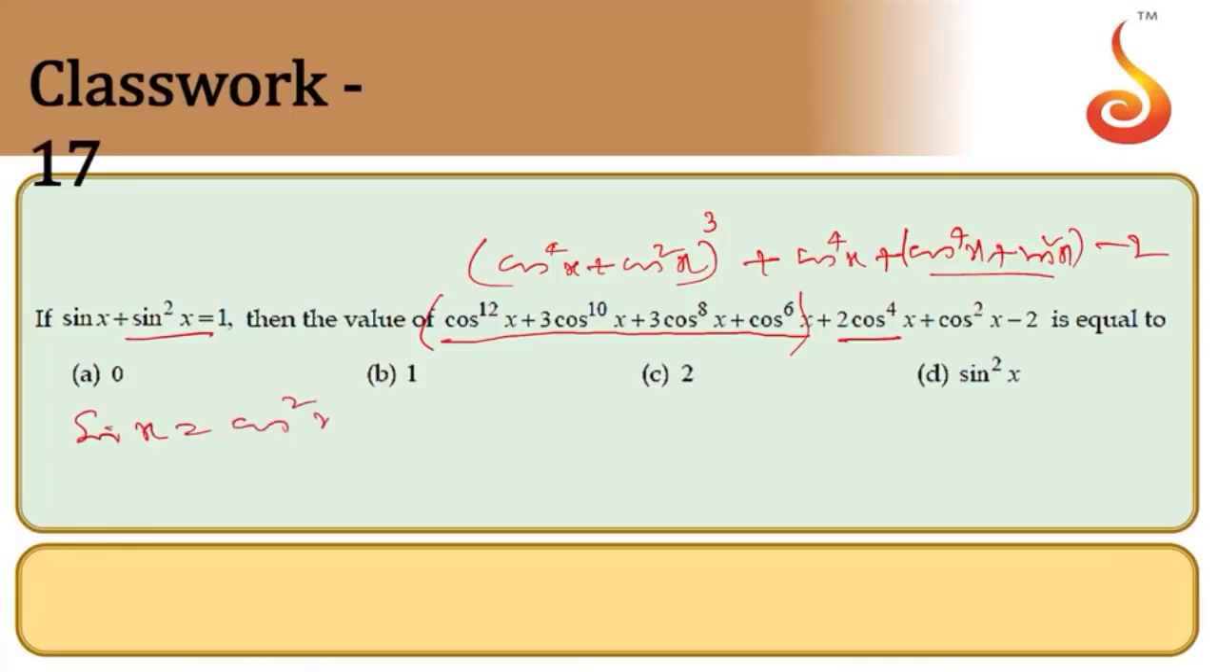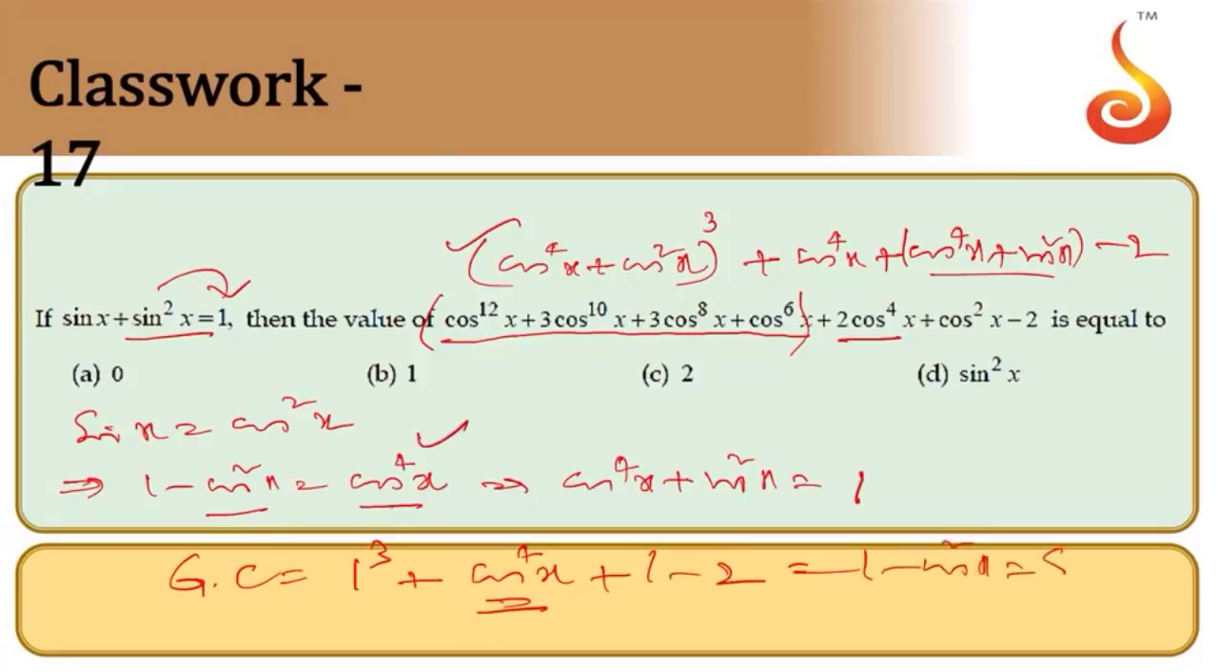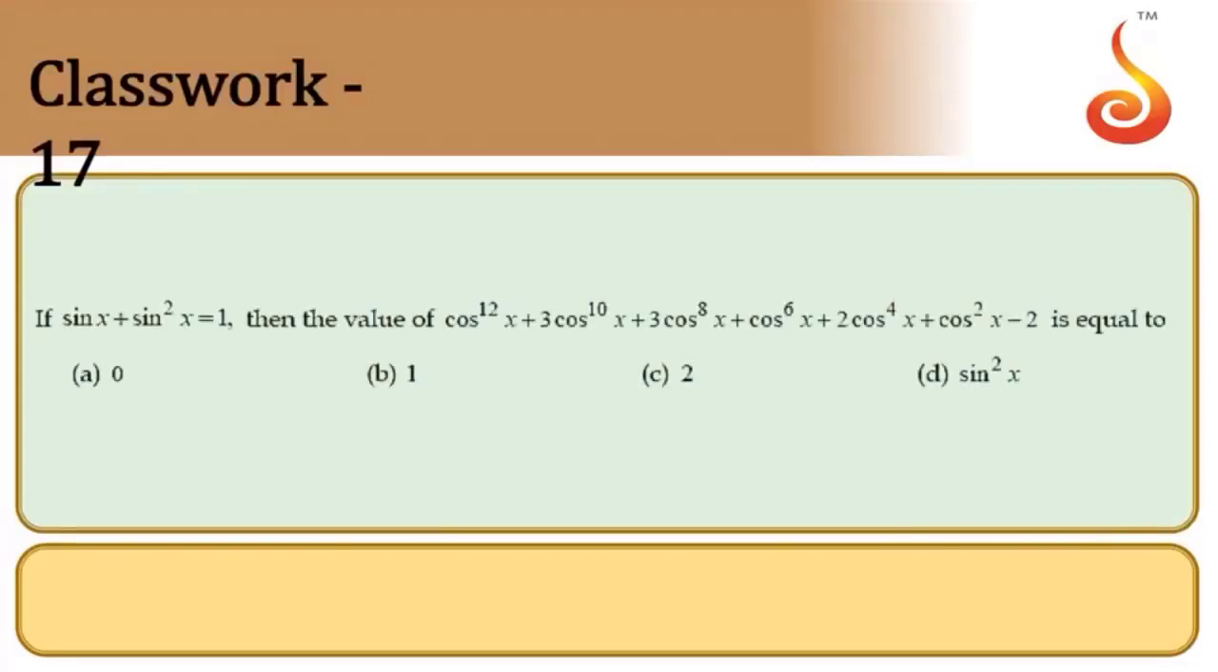from here we can say that sin x is equal to cos square x, get it? 1 minus sin square will be cos square x. Squaring on both sides, this sin square x is 1 minus cos square x is equal to cos power 4 x. Cos power 4 plus cos square x happens to be equal to 1. So with that one, the given condition can be written as, so first one is 1 cube, we get it, plus cos power 4 x plus 1 minus 2. I think 2 gets cancelled, you get cos power 4 x. But cos power 4 is equal to 1 minus cos square x. 1 minus cos square x is nothing but sin square x. So the answer is equal to sin square x from here.